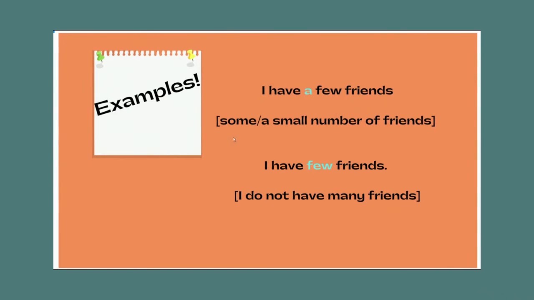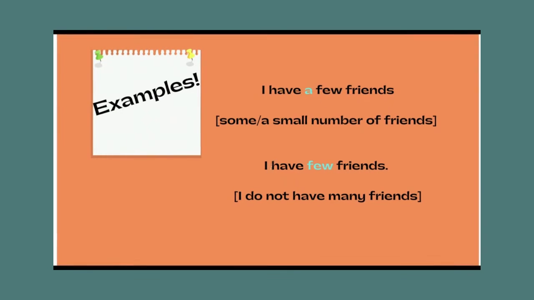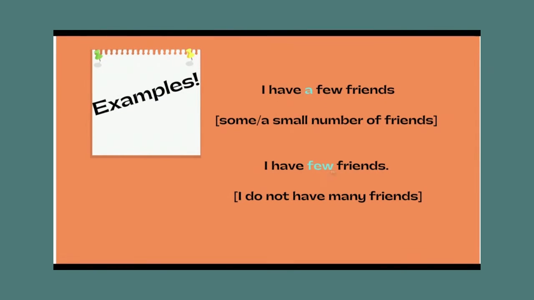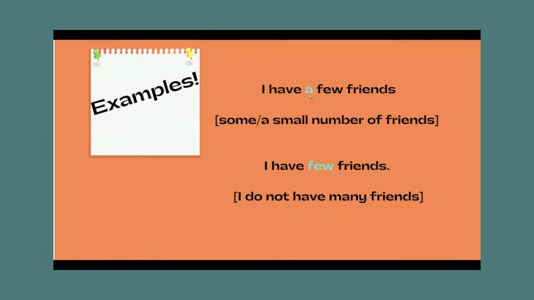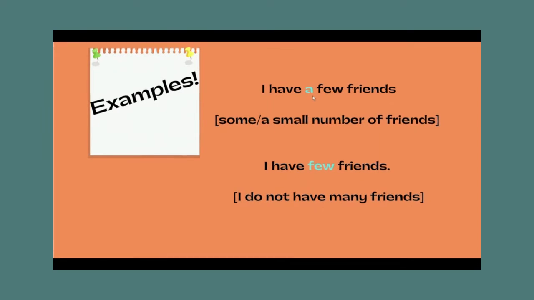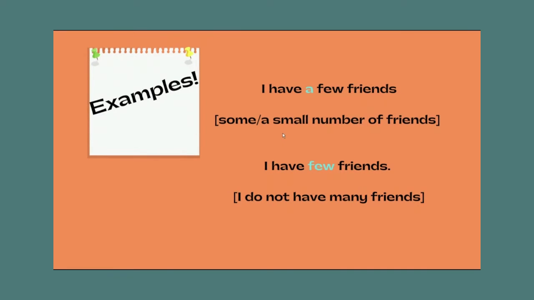Let's look at these examples. Number one, I have a few friends. And the second one, I have few friends. So what is the difference between the two? With the use of "a few," that means I have some friends, like I have some number. Maybe it's a small number, but still, I have some. But with the use of "few," that means the number is really limited, like I don't have many friends. It can be maybe just 1 or 2, very, very limited, right?